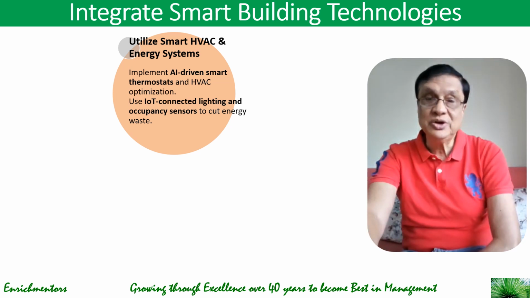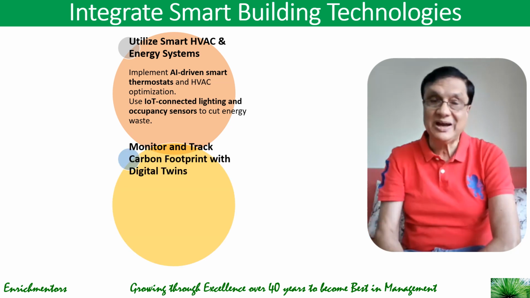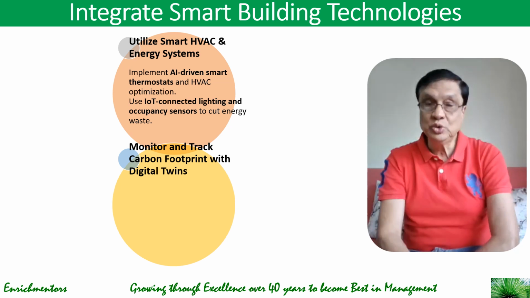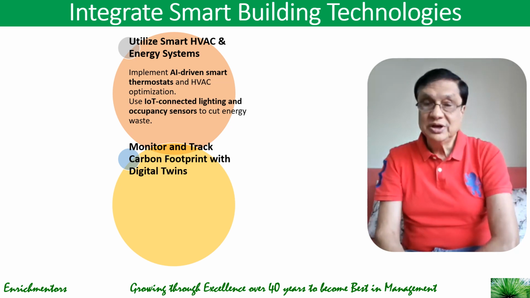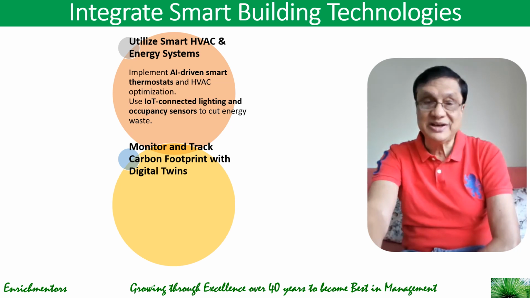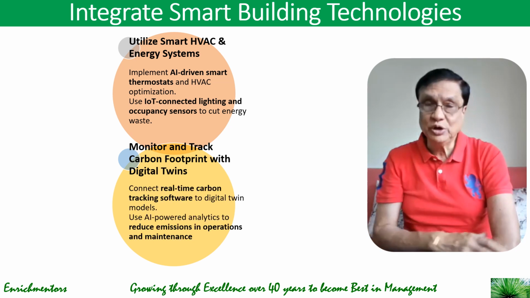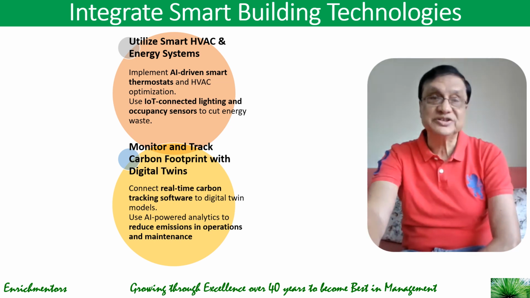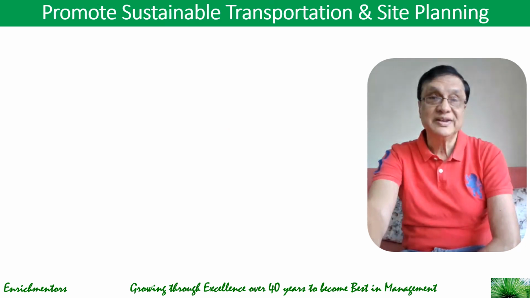And second thing you can do to integrate smart building technology is to monitor and track carbon footprints with digital twins. And what can you do for that? You can make the digital twin models by connecting real-time carbon tracking software, and also use analytics which are powered by AI to minimize emissions in operations and maintenance. So, like this, you can integrate smart building technologies.